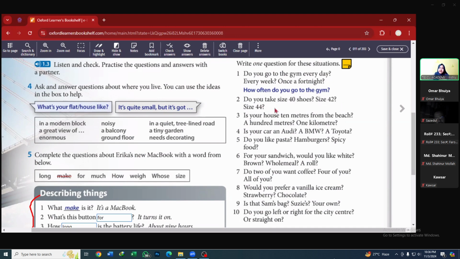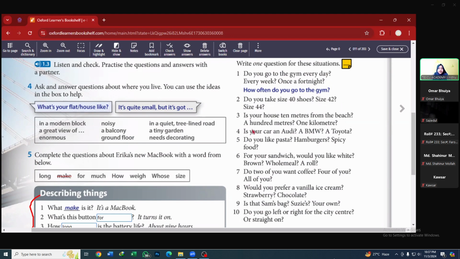So in number 2, the questions are, do you take size 40 shoes, size 42, size 44? So what will be one question that will include all these questions together? That is something you will be doing right now. So I'll just read out the other questions. Number 3, is your house 10 meters from the beach, 100 meters, 1 kilometer? Number 4, is your car an Audi, a BMW, a Toyota? Number 5, do you like pasta, hamburgers, spicy food? Number 6, for your sandwich, would you like white, brown, wholemeal, a roll?